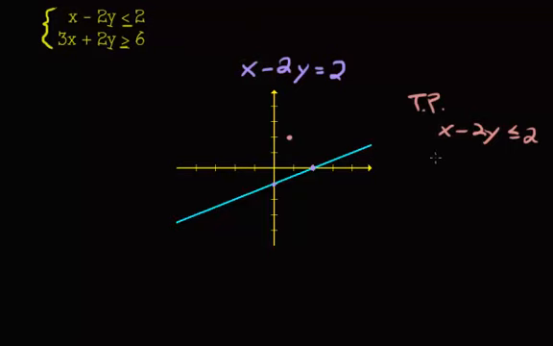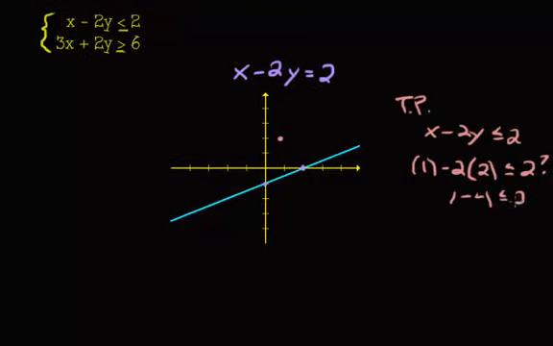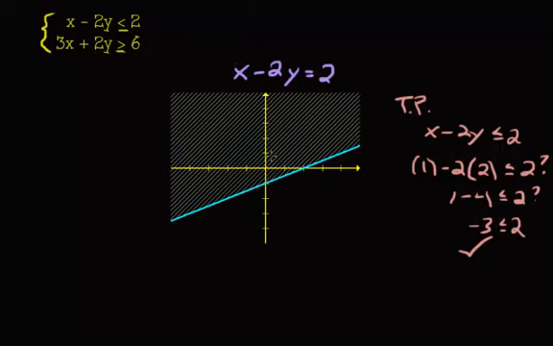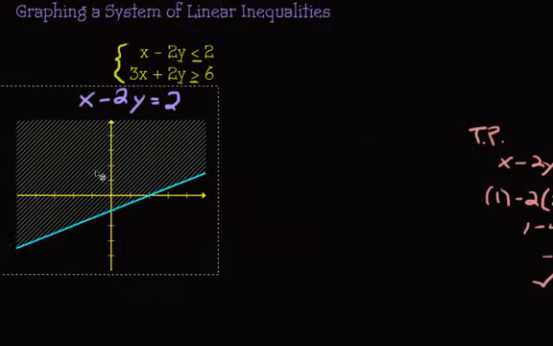So we have x is 1, so that would be 1 minus 2 times y, which is 2. And so that's 1 minus 4. That's negative 3. And so is negative 3 less than or equal to 2? And it is. So that checks out, meaning that we shade the side containing that test point. So we'll shade up here. And we successfully graphed this inequality. So I'm going to move this over, because then we're going to graph the second inequality.